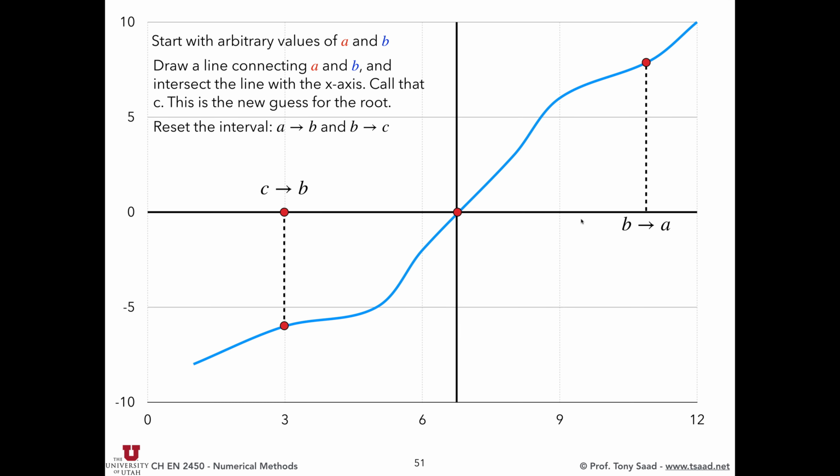And now we can check for the root: f of C, see if it's less than the tolerance. If we hit the root, then great. Otherwise, we continue, because obviously f of B is very far away from being 0. Now we draw a line between A and B and see where that line intersects the x-axis, and that's going to be our new C. Now again, the new interval is such that B becomes the new A, and C becomes the new B. And again, we draw a line between these points, and that gives us the new value for C.